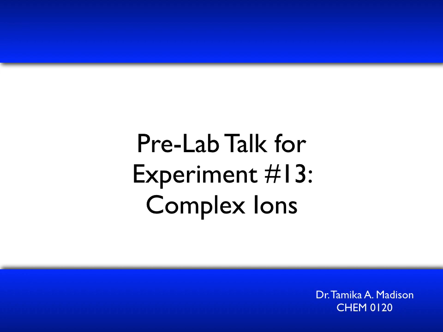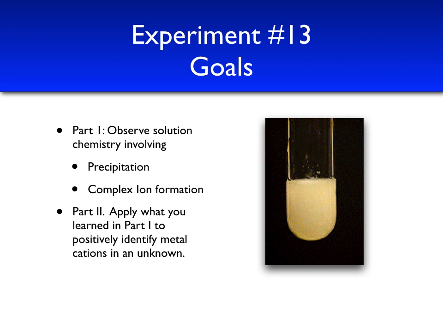This is the pre-lab talk for experiment number 13 for Chem 120 lab, complex ions. This experiment has two parts. The goal for part 1 is to observe solution chemistry that involves precipitation and complex ion formation. In part 2, we'll use what we learned in part 1 to positively identify metal cations in an unknown solution.